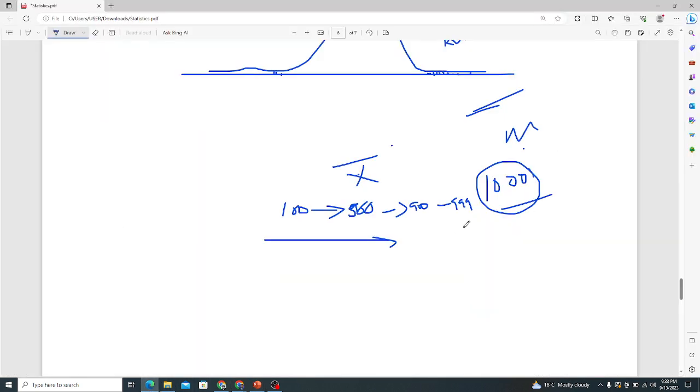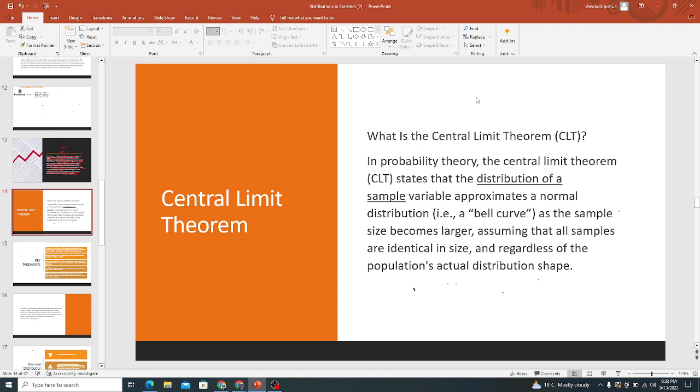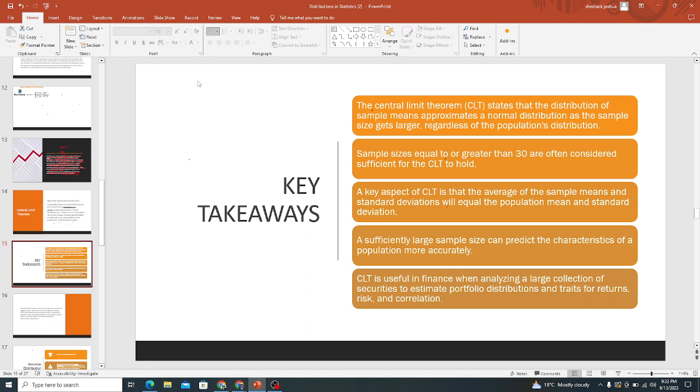So basically that's also what we are talking about. As we increase the sample size, the data will tend to assume a normal distribution. That's what the central limit theorem states, okay. All right, let's see some takeaways under the central limit theorem. It states that the distribution of sample means approximates a normal distribution as the sample size gets larger, regardless of the population distribution, okay.